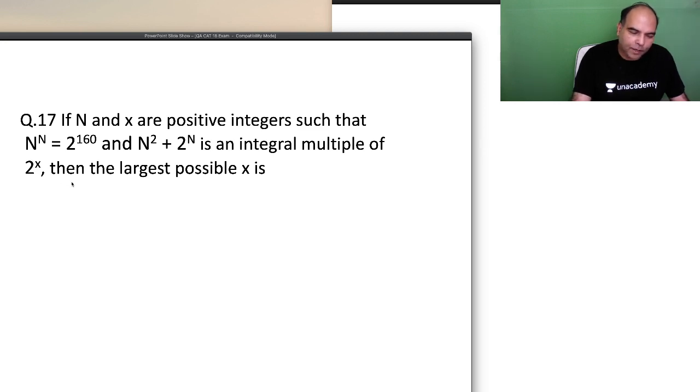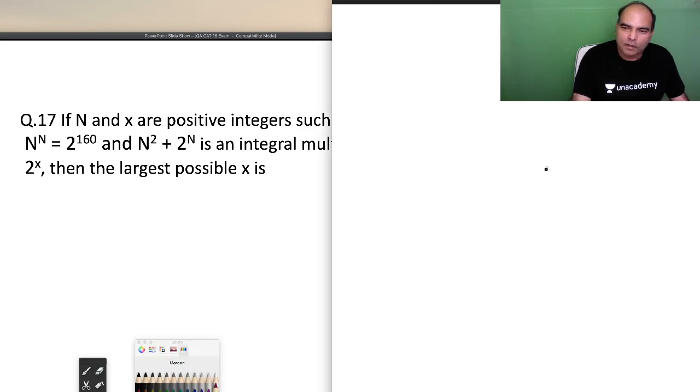A lot of times if you read the question correctly, you will start understanding much more in the question than you normally do. So the question is telling us 2-3 things. First is that n and x are positive integers.